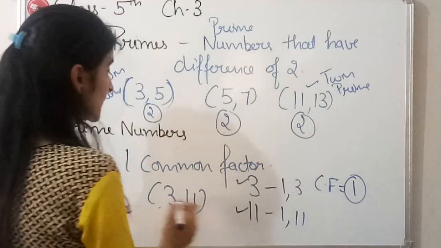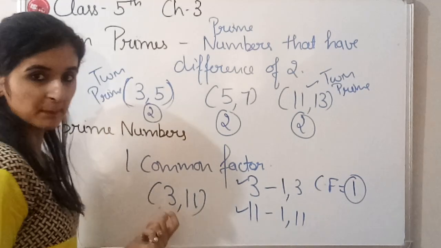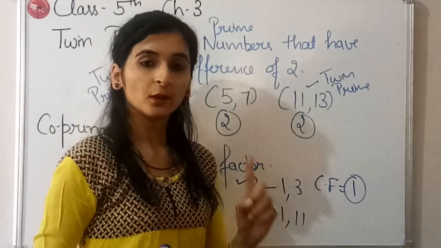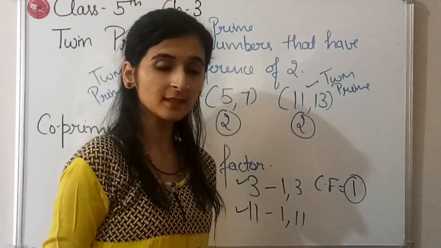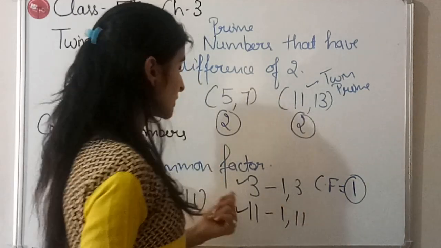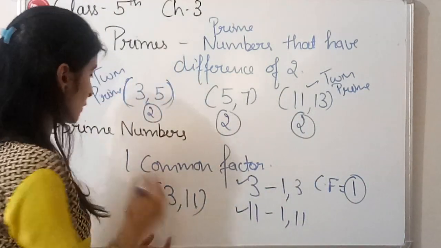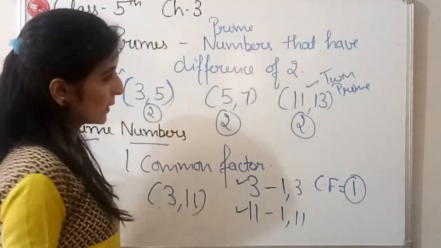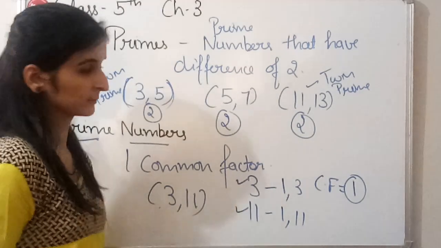So it means 3 and 11 are co-prime numbers. A pair of numbers which has only one common factor, that is 1, is called a pair of co-prime numbers. Clear? Now let's move to our next topic.